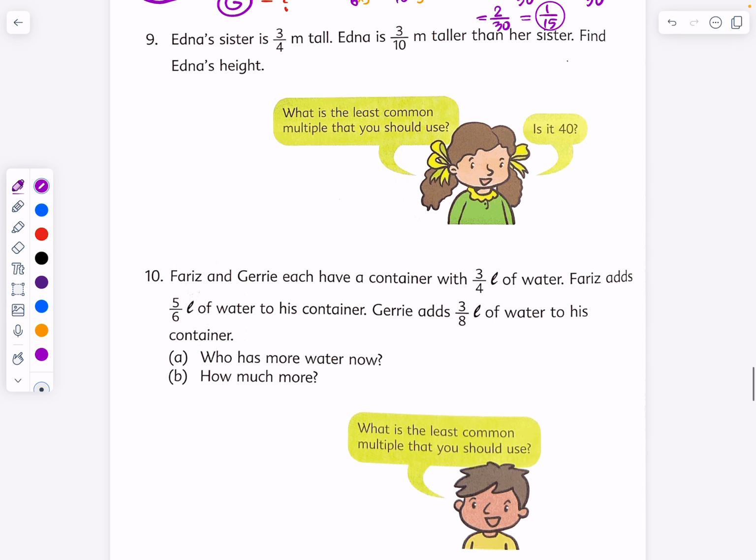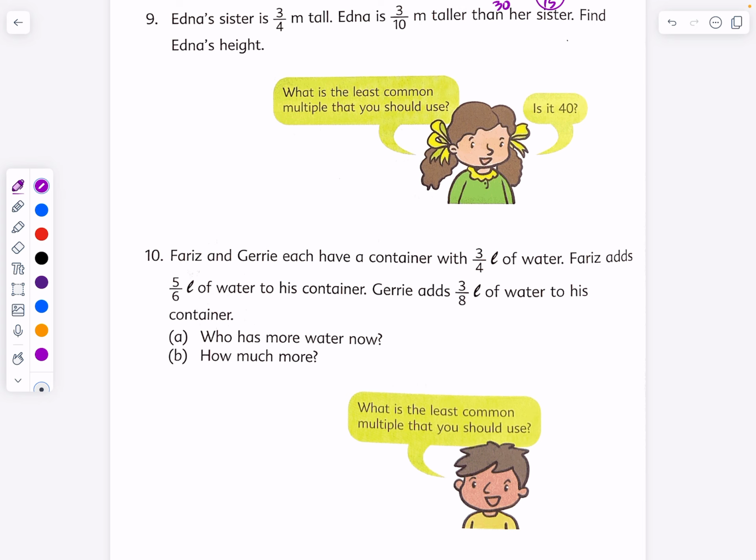Let's talk about the next problem about Edna and her sister. So Edna's sister is 3/4 of a meter tall. Edna is 3/10 of a meter taller. So find Edna's height. The 3 W's of problem solving.